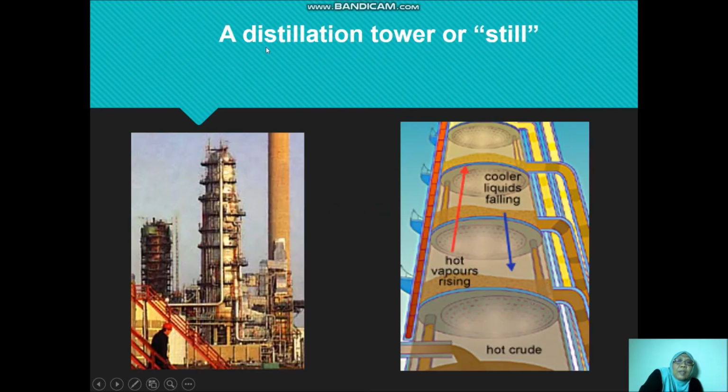Here is a distillation tower or still. This is distillation to separate gasoline, kerosene, and other fractions from crude oil. This is the scheme of the distillation.